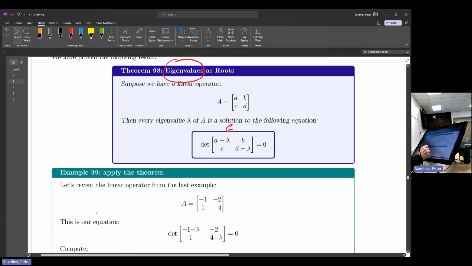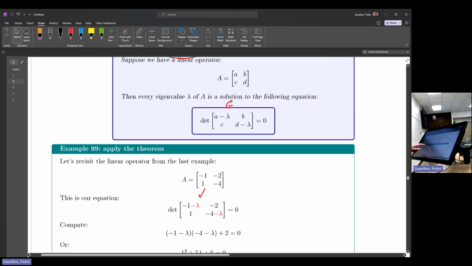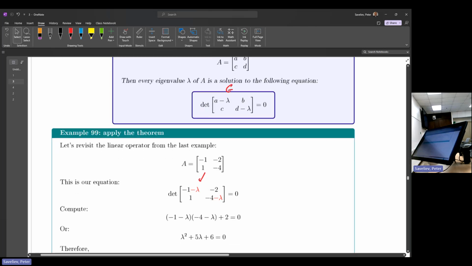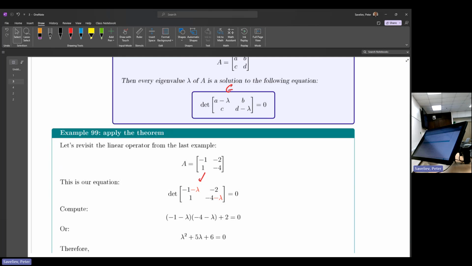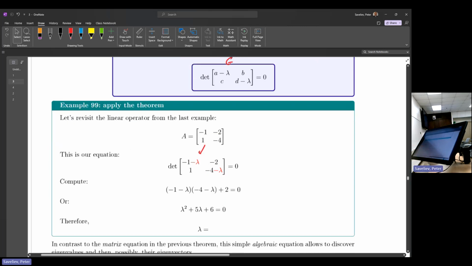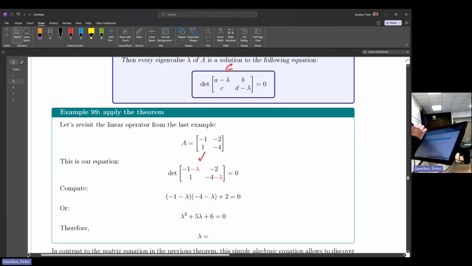Once again, this step is very easy. I just subtract lambda on the main diagonal, take the determinant, and I end up with, as one would expect, a quadratic equation: lambda squared plus 5 lambda plus 6 equals 0. All we have to do is solve it. How do we solve quadratic equations?